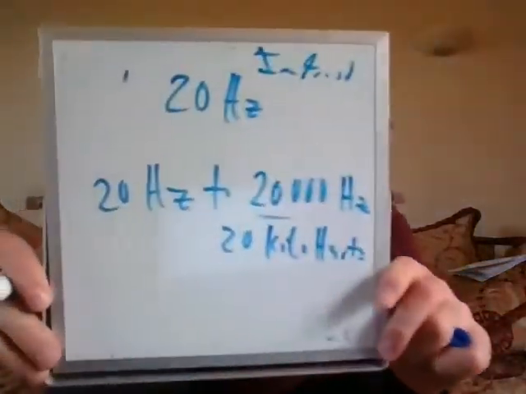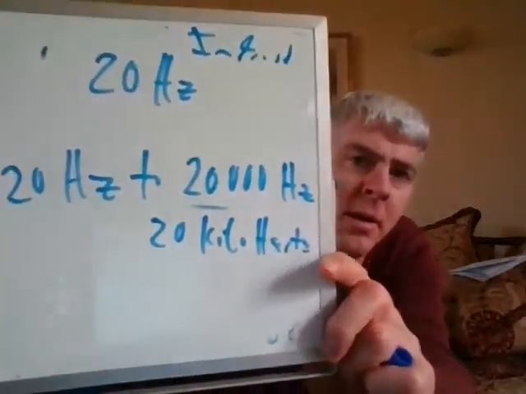And the human hearing range is from 20 hertz to 20,000 hertz, or if you want to put it differently, 20 kilohertz. I just wanted to show you that.